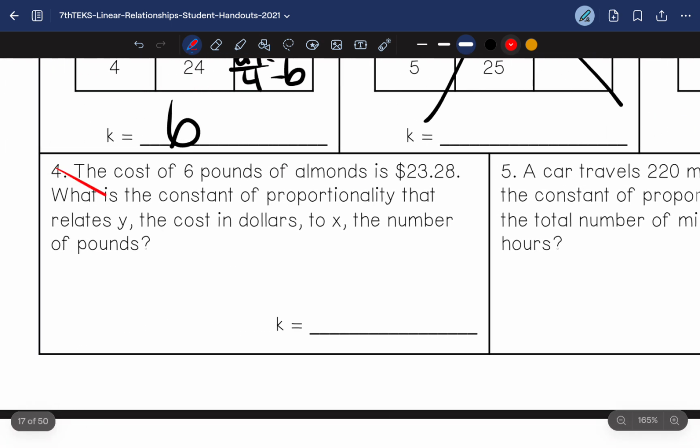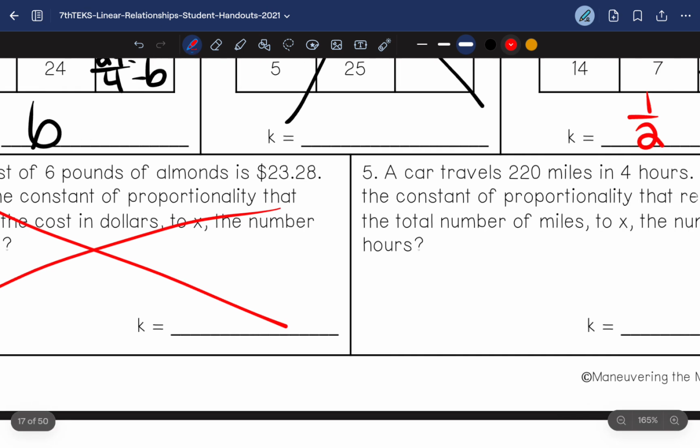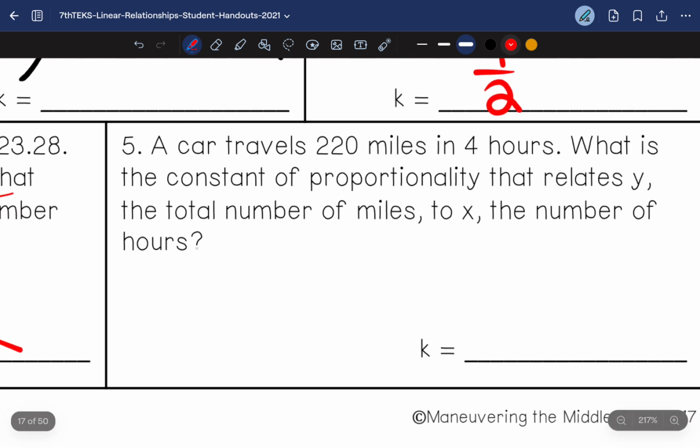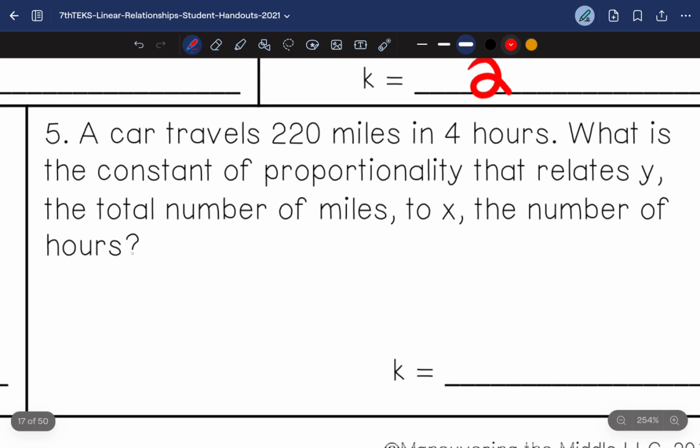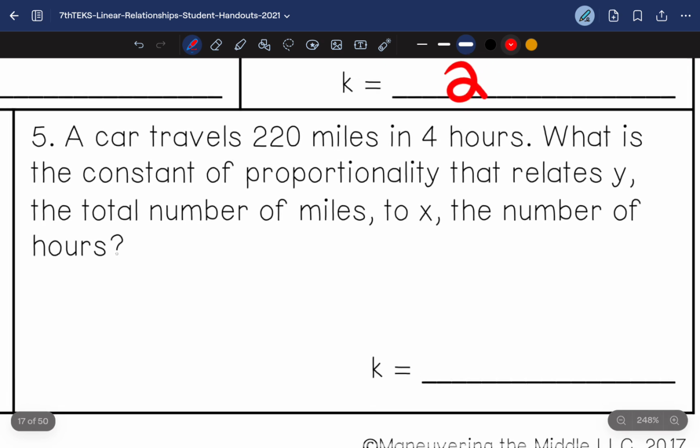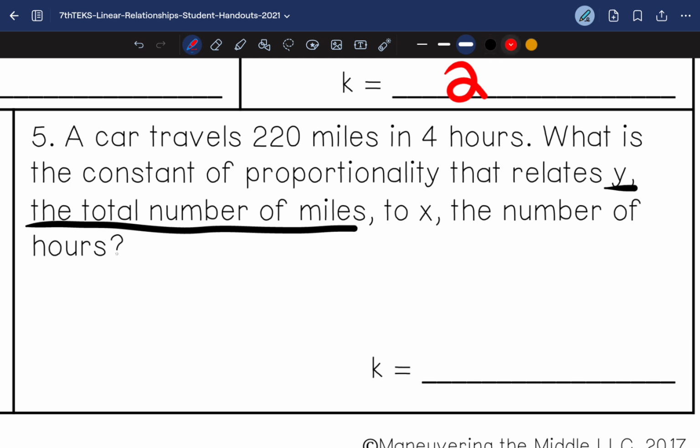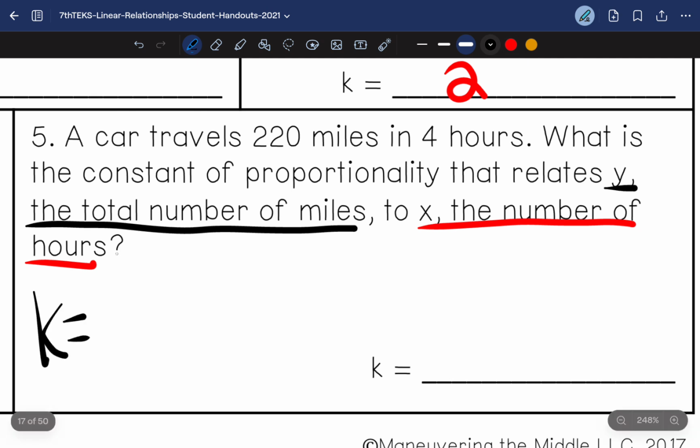All right, we're not going to do 4, but we are going to skip over to 5. All right, it says a car travels 220 miles in 4 hours. What is the constant of proportionality that relates y, the total number of miles, to x, the number of hours? Well, we know to calculate the constant of proportionality, it's k equals y over x.